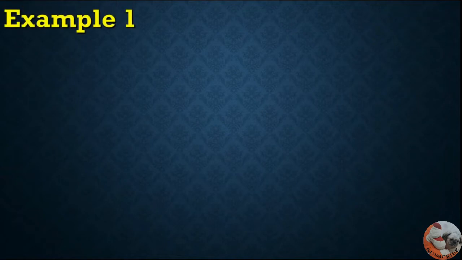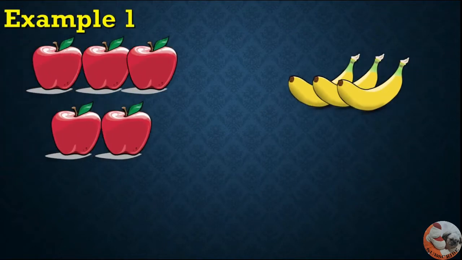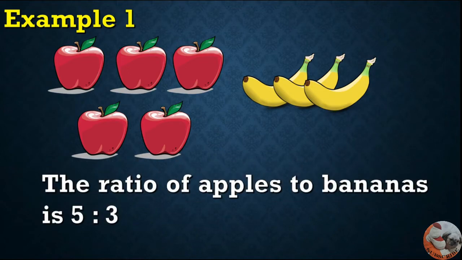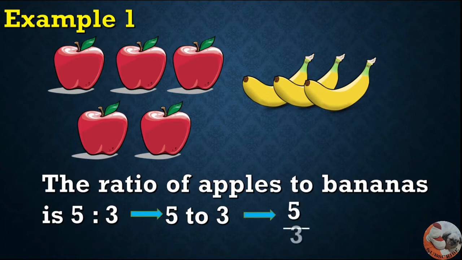So let's have an example. The ratio of apples to bananas is 5:3. We have 5 apples and 3 bananas. So it is written as 5:3, or 5 to 3, or 5/3.